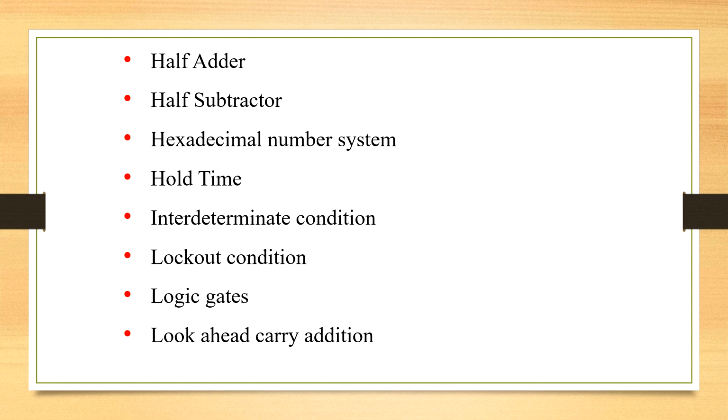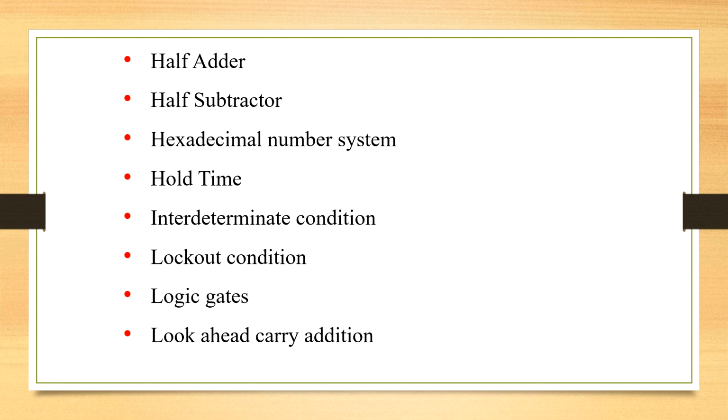Next one, hold time. It is the minimum time for which the voltage levels at the excitation inputs must remain constant after the triggering edge of the clock pulse in order for the level to be reliably clocked into the flip-flop. Next one, indeterminate condition. When R and S inputs are both high, the output is unpredictable. This is called indeterminate condition.